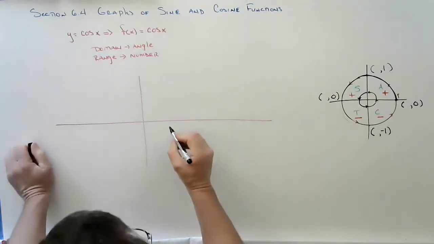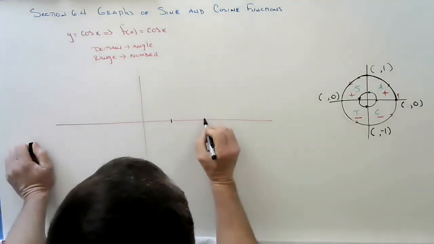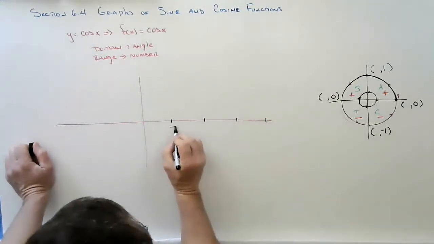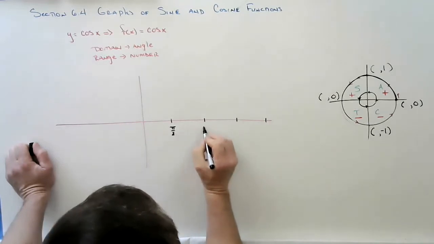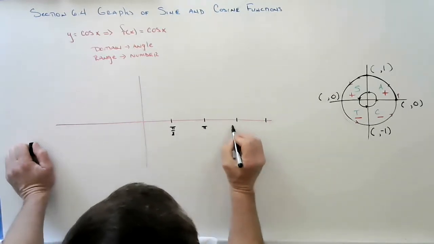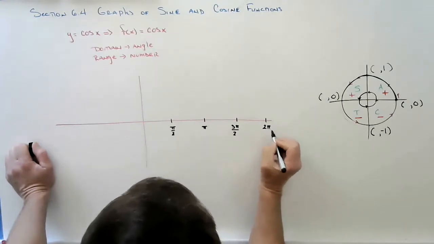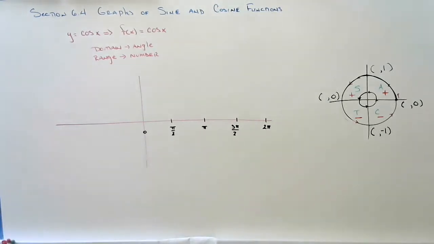We split this into 4 equal parts. We label this one pi over 2. We label this one pi. We label this one 3 pi over 2. We label this one 2 pi. This, of course, is 0. This is going to be one period of the cosine curve. One period. Okay. Now, we have to figure out what our y values are.